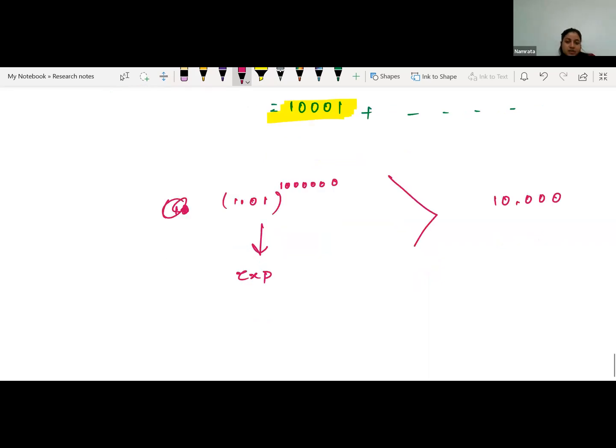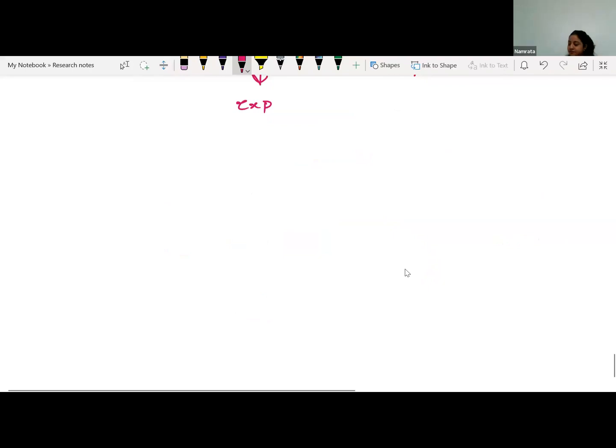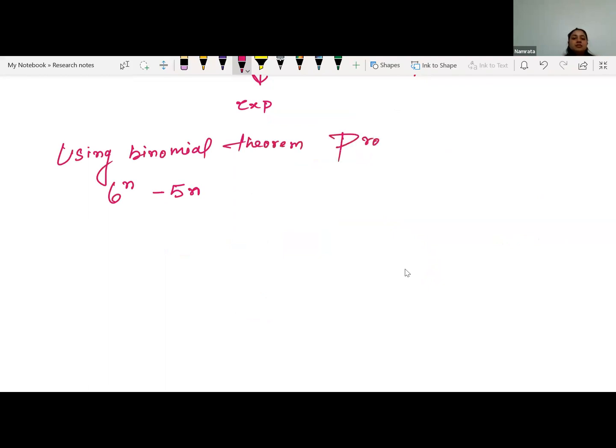Now let me take one question. Suppose we have 6 to the power n minus 5n. The question says, using the binomial theorem, prove that 6 to the power n minus 5n.